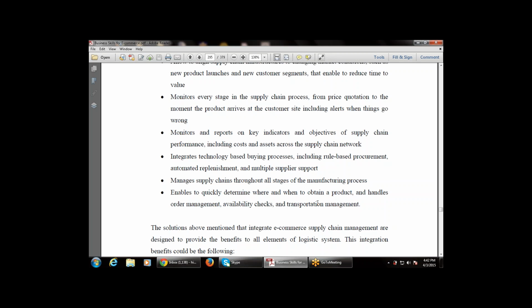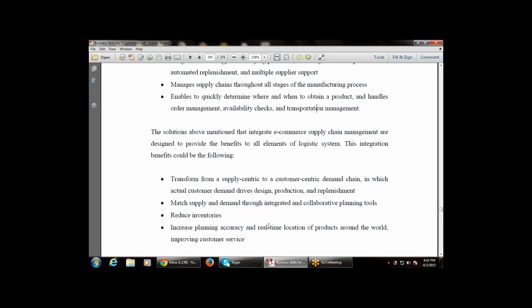The solutions mentioned above that integrate e-commerce and supply chain management are designed to provide benefit to all the elements of the logistics system. So these points must be taken care of as a solution to provide benefit to the entire organization, all of the logistics system, whether it is warehouse, production, sales, anything. And the integration could be any of the following.